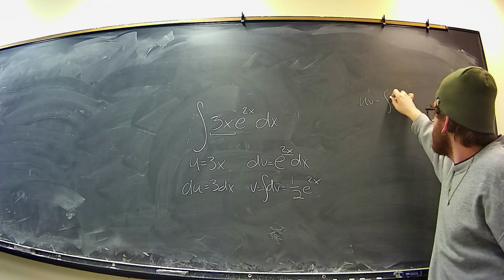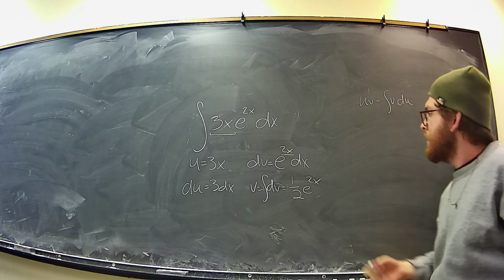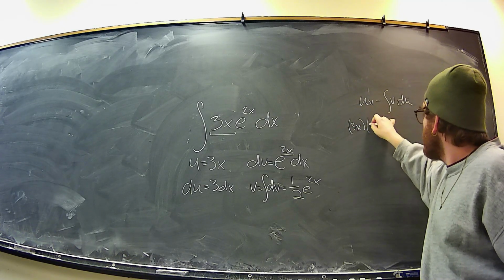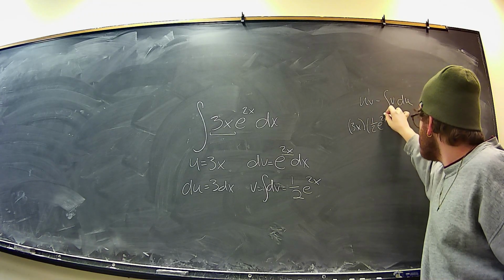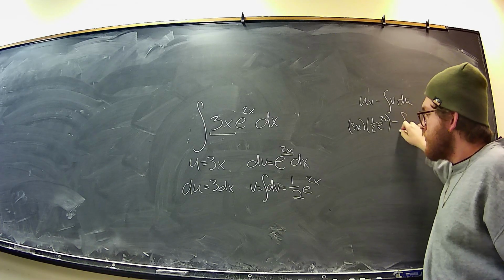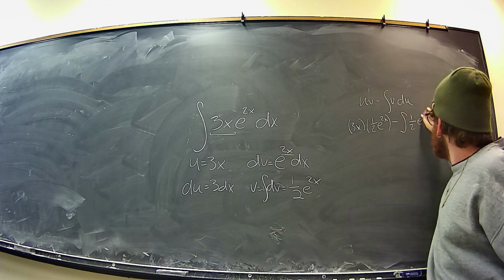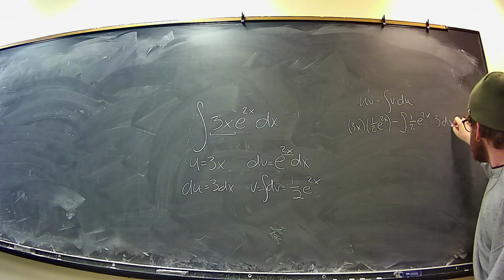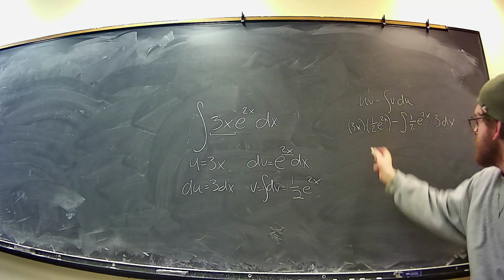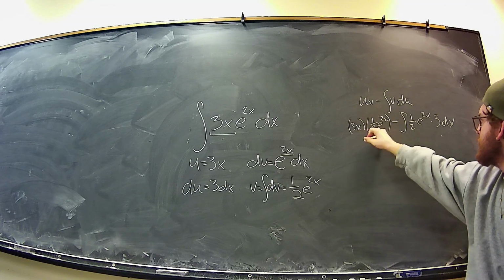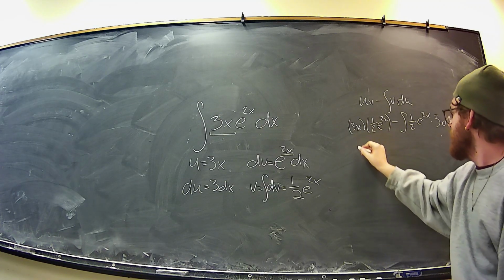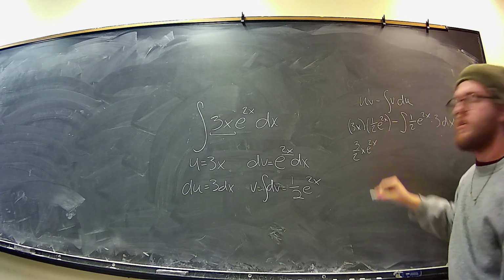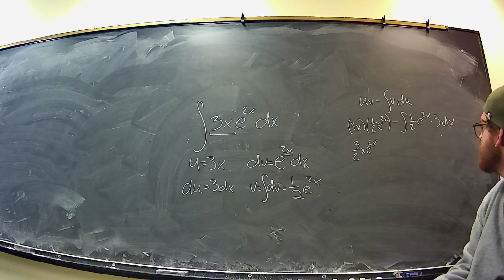u v minus the integral of v du. u is 3x. v is 1/2 e to the 2x, minus the integral of 1/2 e to the 2x, and then du, which is 3 dx. I'm going to combine this stuff over here real quick. That's just 3x and 1/2 e to the 2x. That comes out to 3 halves x e to the 2x. All I did was multiplication, nothing too crazy.